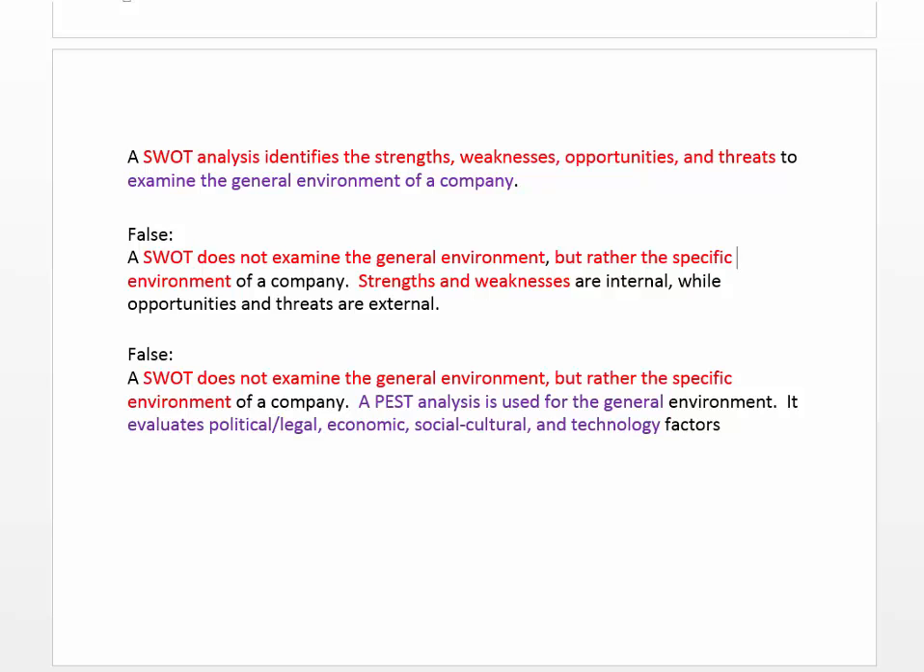Now you can go one of 2 ways. You can continue with what's in the red by going down here. Strengths and weaknesses are internal, while opportunities and threats are external. So you're telling the marker that you understand this concept, and you should get full marks for that. In the second example, we've also used the red to connect to the red. It's the same answer, but here we've gone purple. Instead of talking about the SWOT, we're going to go to the second part, which is about the general environment. A PEST analysis is used for the general environment, and then we go on to talk about what it stands for.